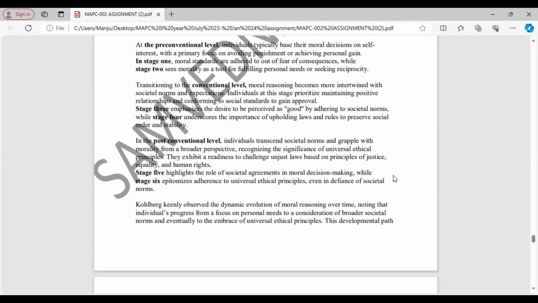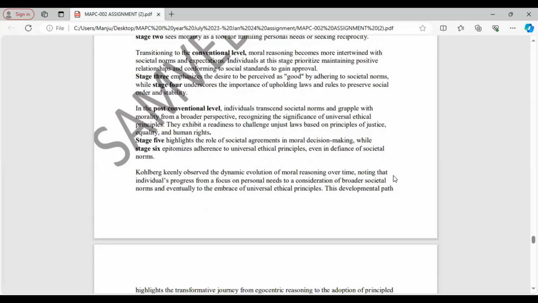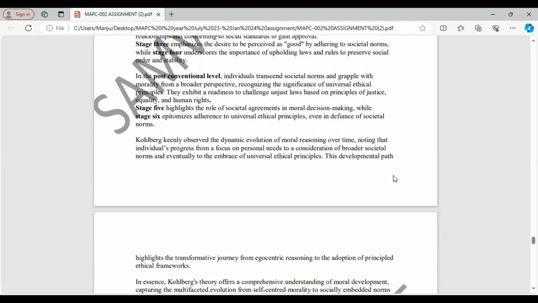In the third stage, that is the post-conventional level, individuals transcend societal norms and grapple with morality from a broader perspective, recognizing the significance of universal ethical principles. They exhibit a readiness to challenge unjust laws based on principles of justice, equality, and human rights. Stage 5 under this highlights the role of societal agreements in moral decision making, while stage 6 epitomizes adherence to the universal ethical principles even in defiance of societal norms.